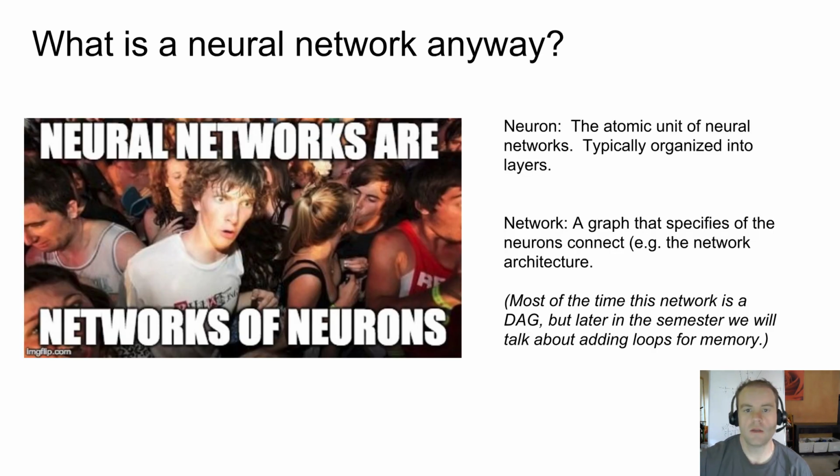So, it seems like a good place to start would be to talk about what exactly a neural network is anyway. So there are these things called neurons. They're sort of the atomic unit of neural networks, the very most basic part. And then a neural network is a network that connects multiple neurons together in typically a directed acyclical graph, a DAG. But sometimes there'll be loops, and we'll talk about that later when we get to recurrent neural networks, where we put loops in our network for memory.